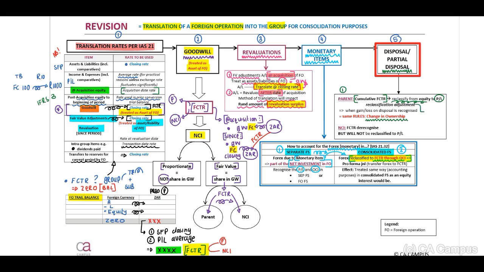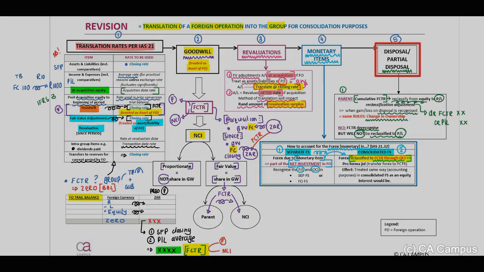Now, what is your journal entry when you reclassify? You will have to debit your FCTR account and credit your profit or loss reclassification amount. When gain or loss on disposal is recognized, you need to recognize your gain or loss as well. When you look at your NCI, your FCTR derecognized will not be reclassified to your profit or loss. Now, let's have a look at the implication on our statement of changes in equity.